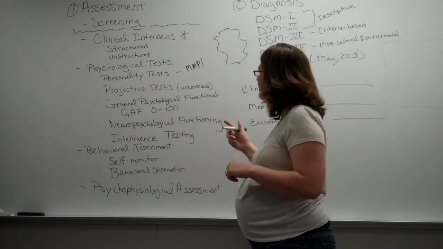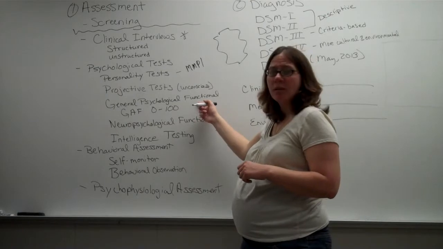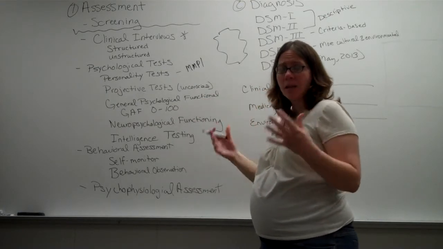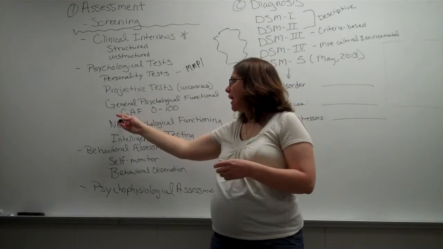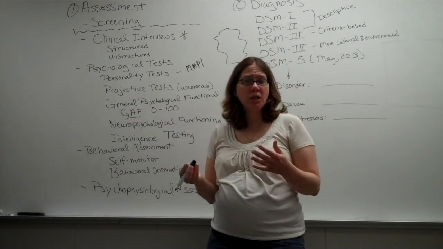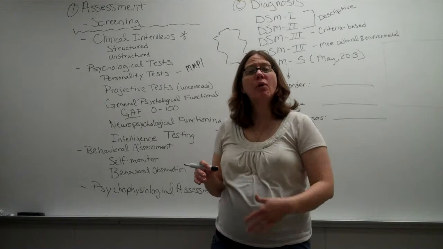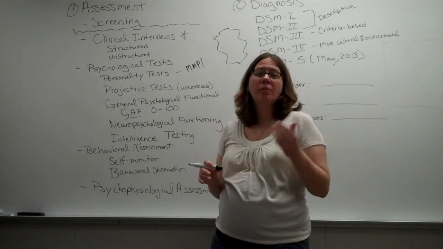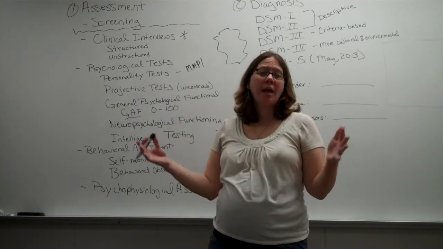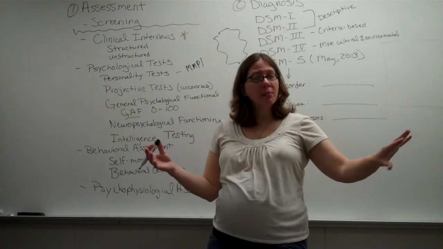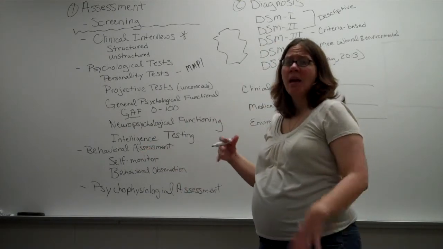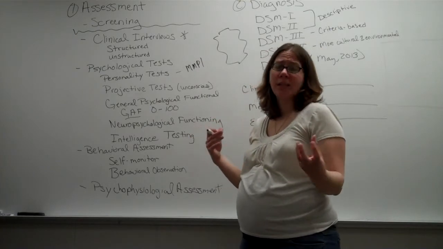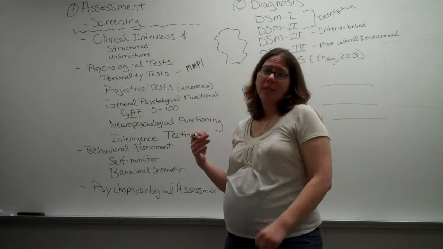in terms of diagnosis. We can also use general psychological functioning tests, and there's a couple of them out on the market. In particular, the most popular one is the GAF, or the Global Assessment of Functioning. Based upon where you are, I would give you a number between 0 and 100 to say how you're functioning. The lower your number, the lower you're functioning. So that can be really handy if I just want a snapshot of where a person's at, but it doesn't really do anything to help me diagnose the person.